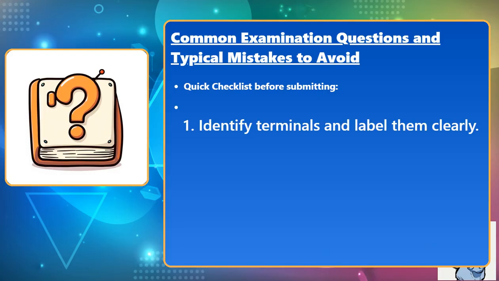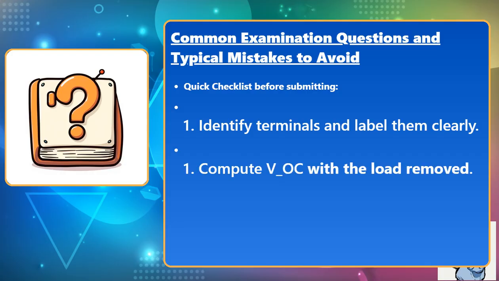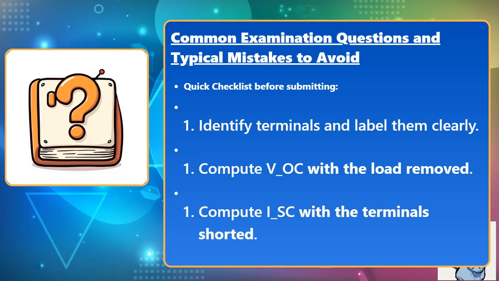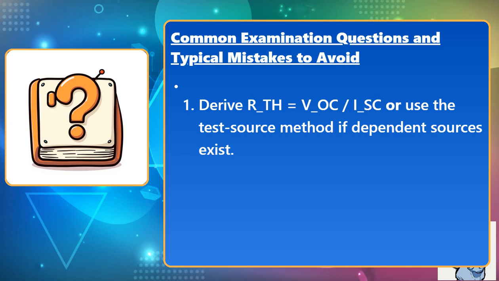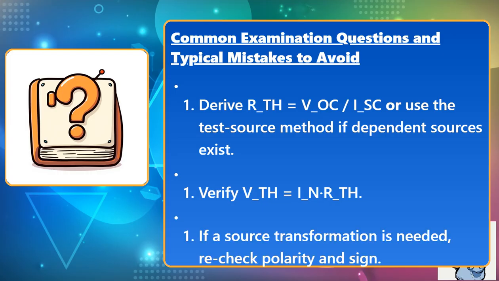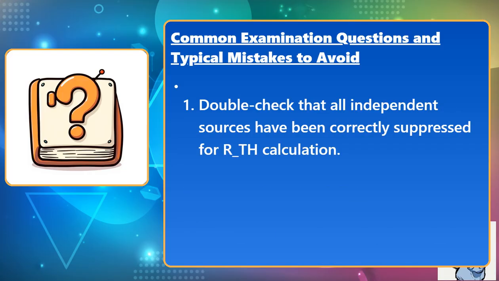Number 1: identify terminals and label them clearly. Number 2: compute VOC with the load removed. Number 3: compute ISC with the terminals shorted. Number 4: derive RTH equals VOC divided by ISC, or use the test source method if dependent sources exist. Number 5: verify VTH equals IN times RTH. Number 6: if a source transformation is needed, recheck polarity and sign. Number 7: double check that all independent sources have been correctly suppressed for RTH calculation.